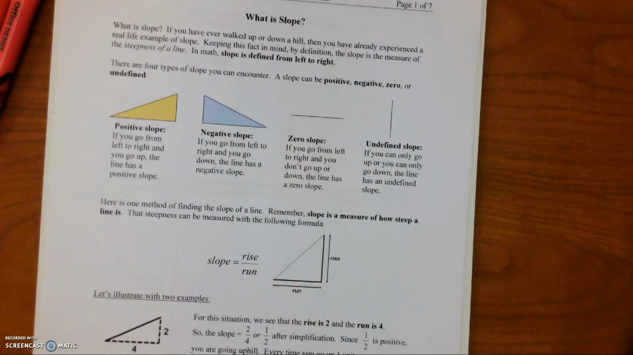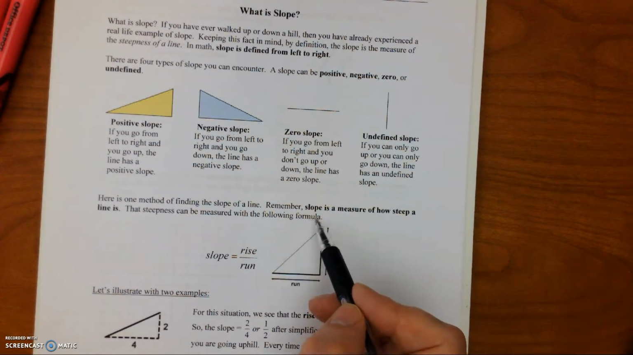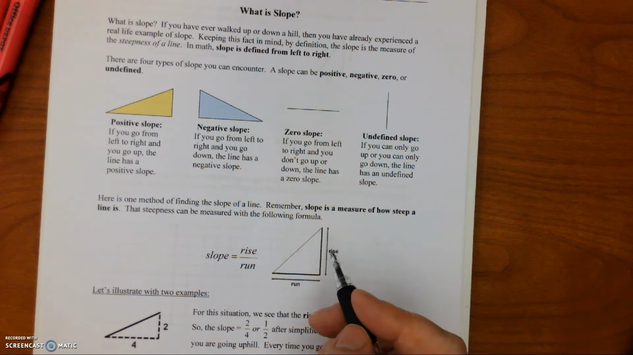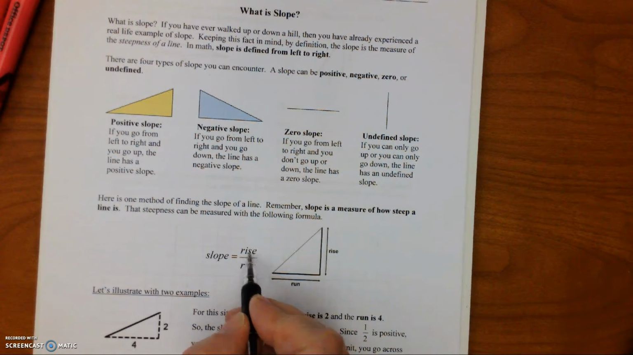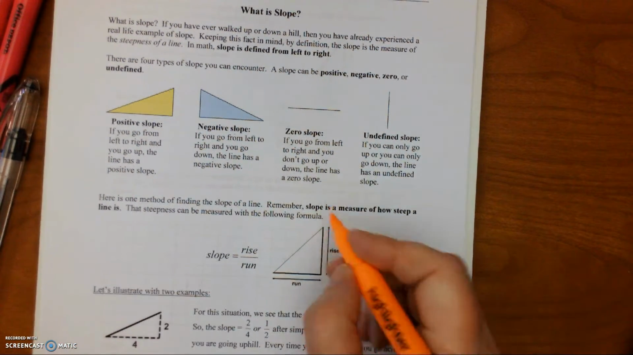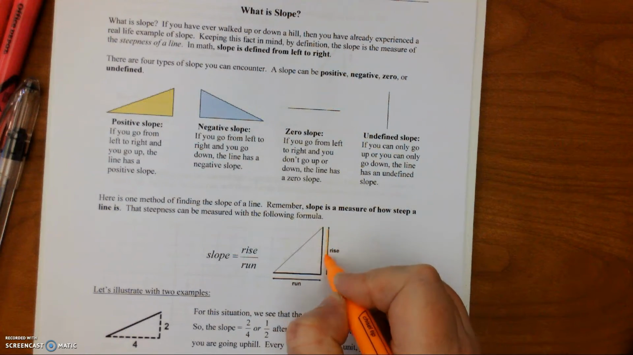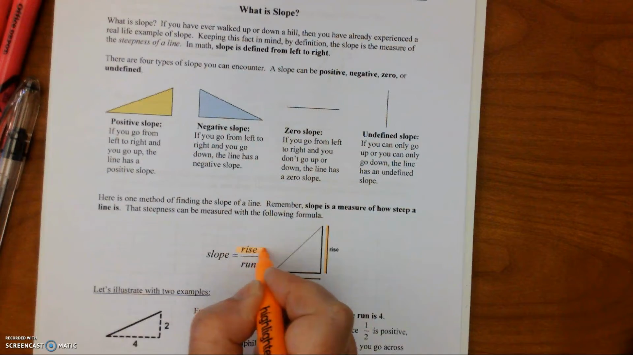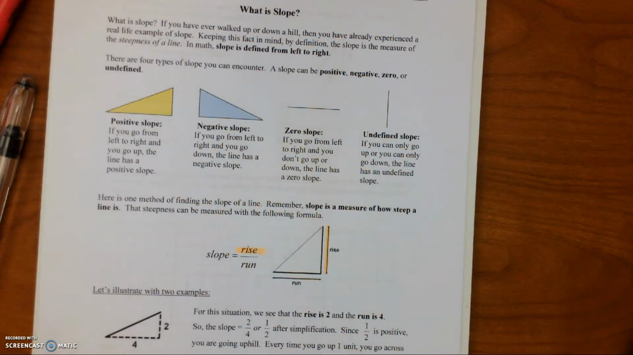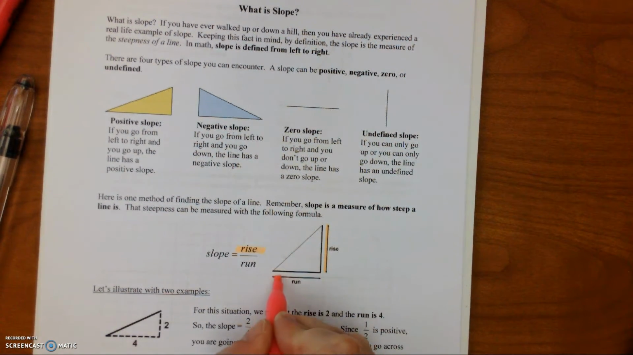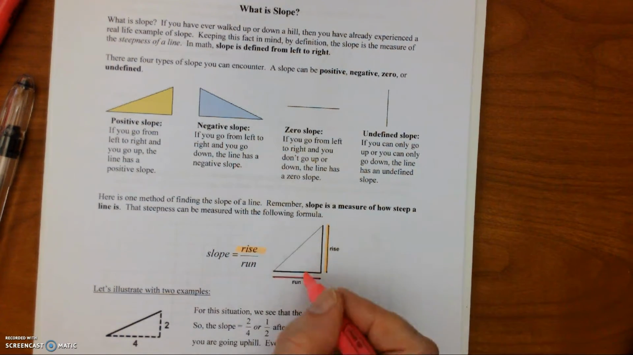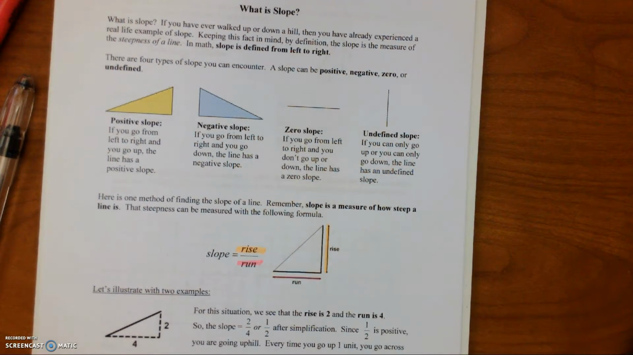All right? The next one, here's one method of finding the slope of a line. Remember, slope is a measure of how steep a line is. That steepness can be measured with the following formula: rise over run. So slope equals rise over run. Now the rise is when you go up how many points or how many marks on the y-axis. And then the run is how you go from left to right or right to left, depending on how you end up doing it. That's on the x-axis, and that is the run.